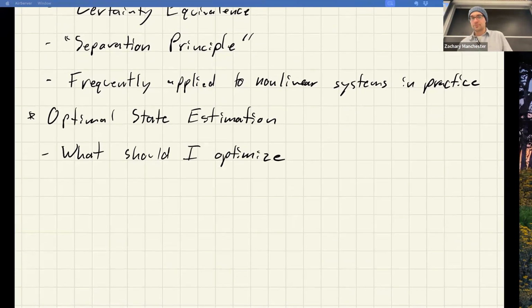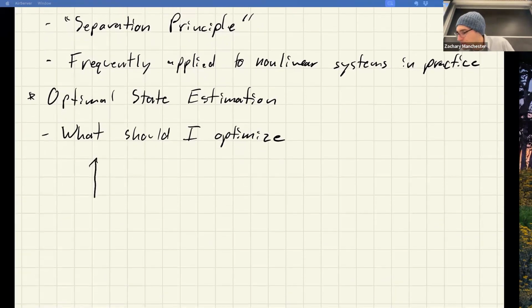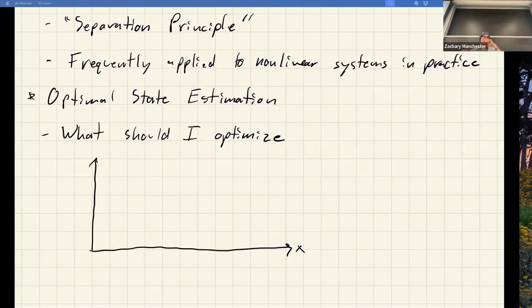So this is the idea of, I might have some probability distribution. It might be messy in general. And at the end of the day, to do this sort of separation certainty equivalence thing, I need a state to plug into my controller. So if I have some weird distribution that's wiggly and maybe multimodal and looks kind of like this, there's this question of what is the right optimal state to return given some weird distribution like this?